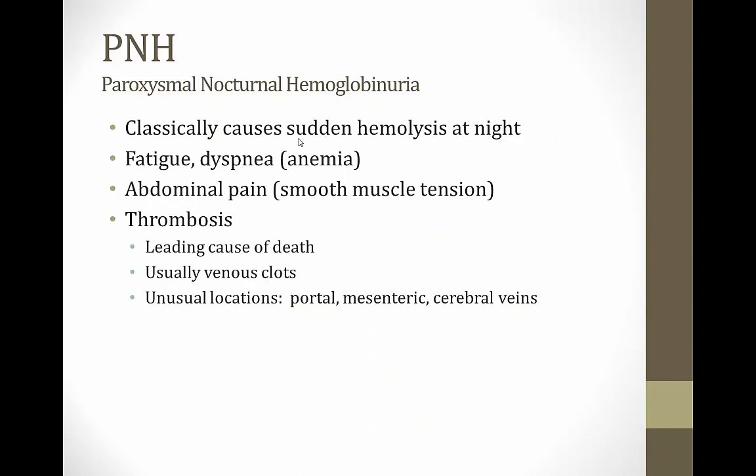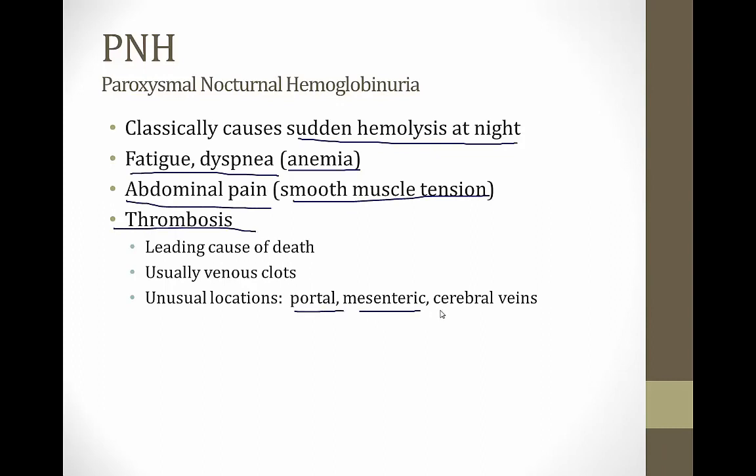Classically, PNH patients have sudden episodes of hemolysis at night, so they'll awake with abdominal pain and their urine will be discolored from the hemolysis. They often have fatigue and dyspnea. This is a result of the anemia, and they often have abdominal pain from smooth muscle tension. In addition, they get thrombosis in very unusual locations like the portal vein, the mesenteric veins, or the cerebral veins. Thrombosis is the leading cause of death, and as you can see from all these locations here, it's usually venous clots that occur.